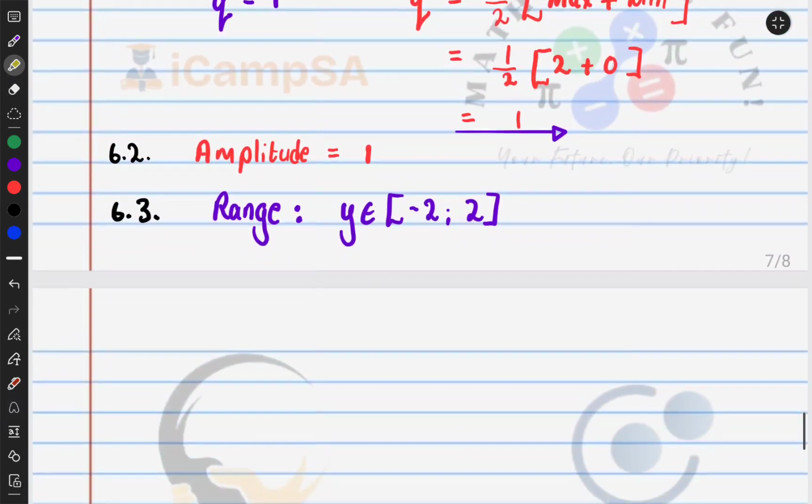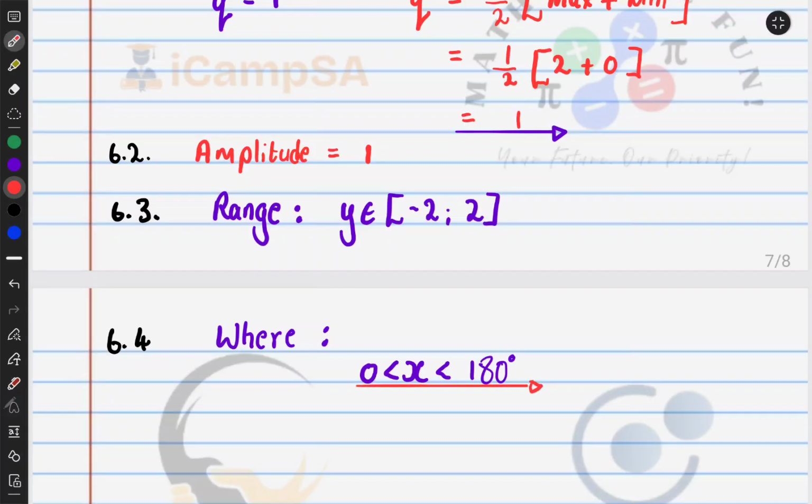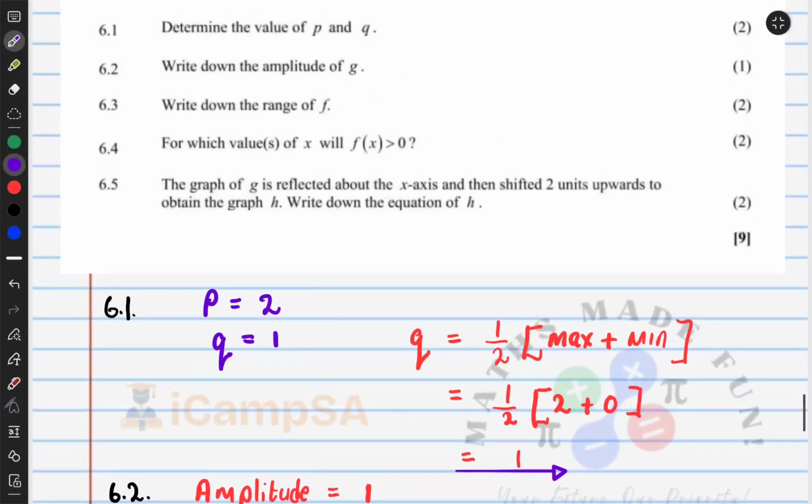So to present our answer, we're gonna say where x is greater than 0 but x is less than 180 degrees, and that will be your answer, where x is greater than 0 but less than 180 degrees, and that is your answer, greater than 0 degrees, less than 180 degrees.